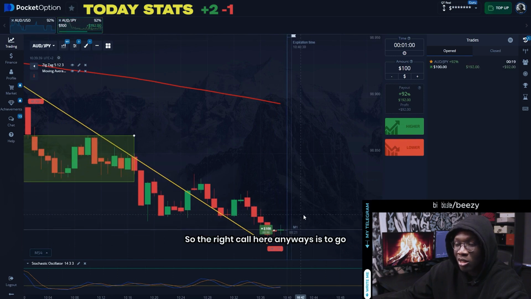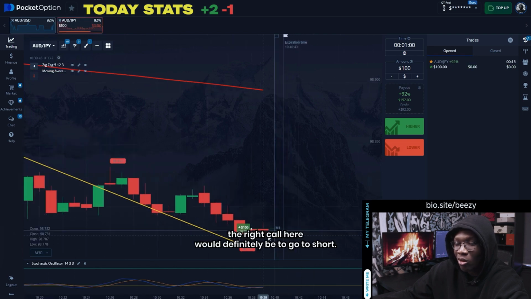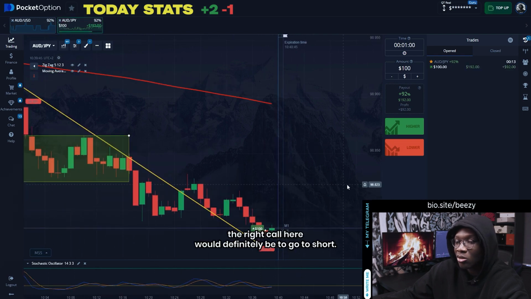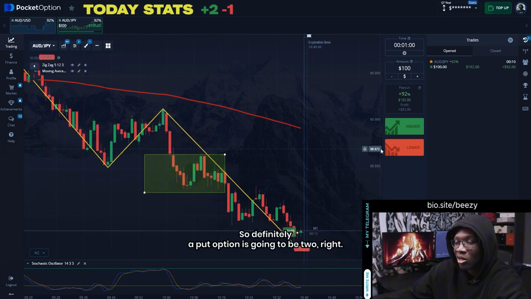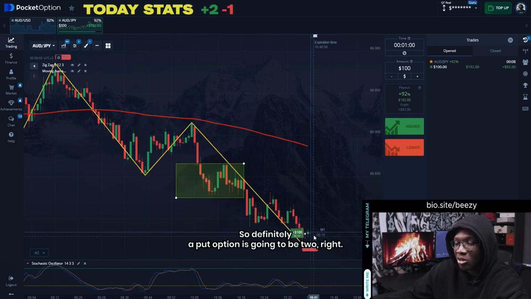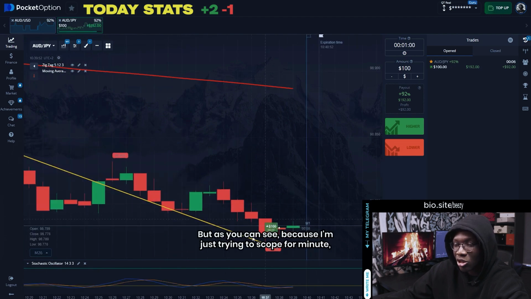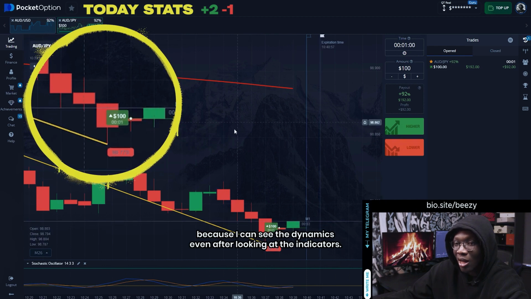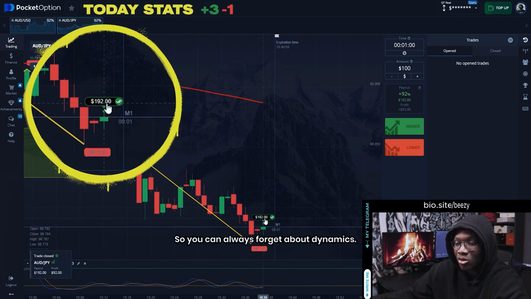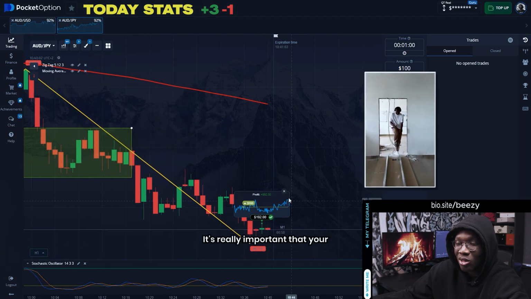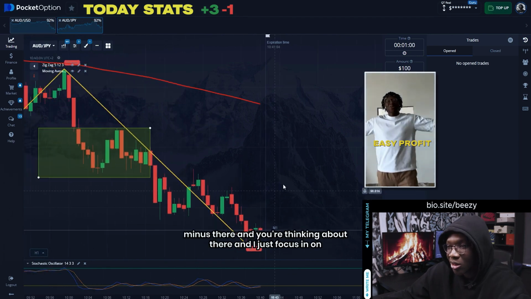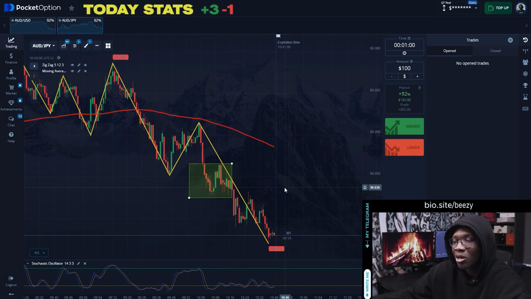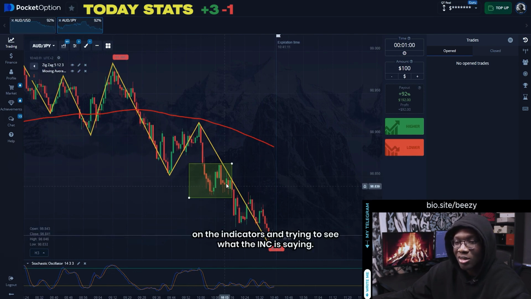So the right call here anyways, if you're going to do longer time frames, would definitely be to short this. So definitely a put option is going to be the right one. But as you can see, because I'm just trying to scalp for a minute, I'm able to enter because I can see the dynamics even after looking at the indicators. So you can't always forget about the dynamics. It's really important that your mind is there and you're thinking, not just focusing on the indicators and trying to see what the indicators are saying.